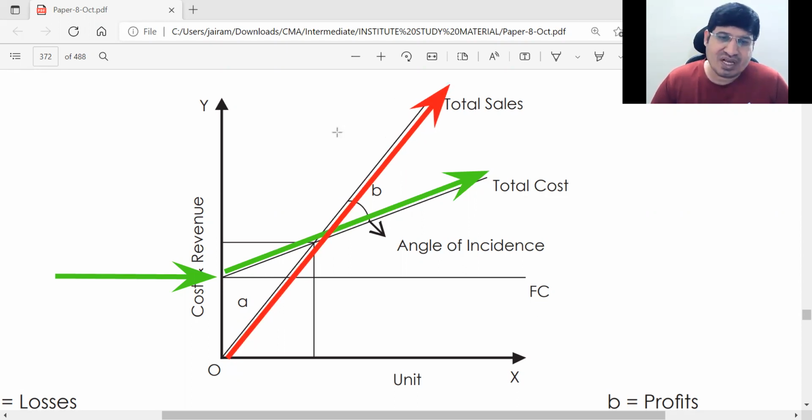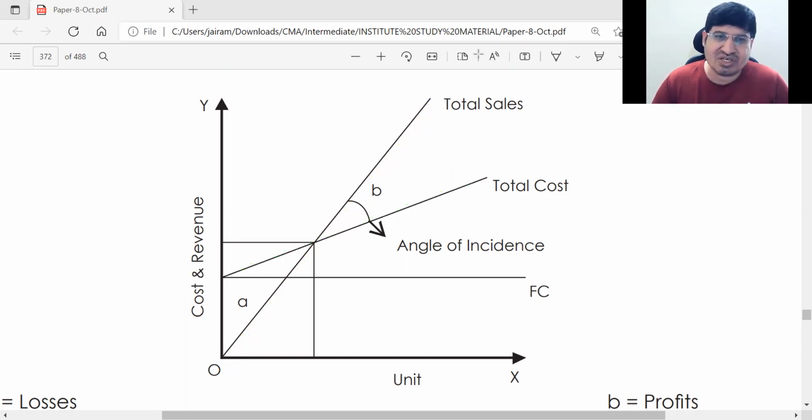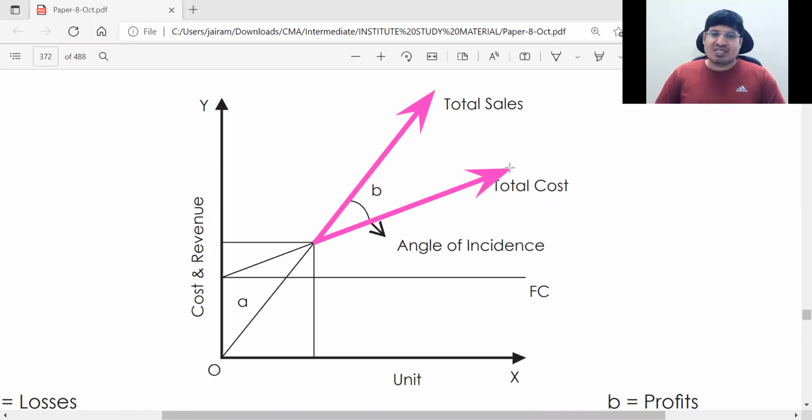Okay, and this angle, which is created by the intersection of the two, here and here. This angle has been created by the intersection, correct? This is called the angle of incidence. इसको बोलते हैं angle of incidence.